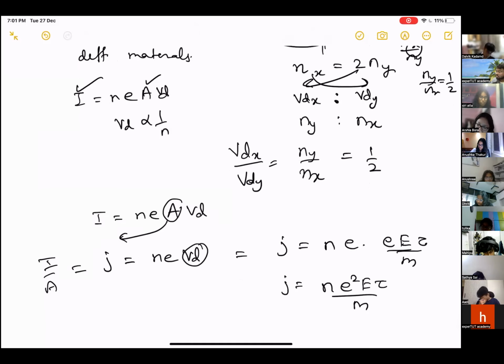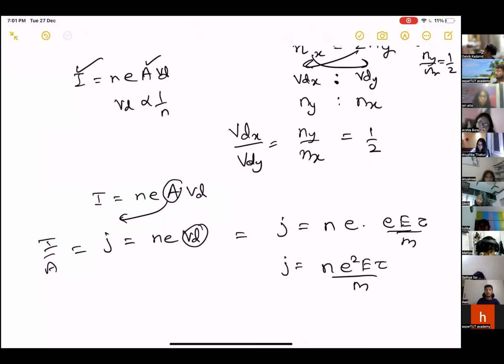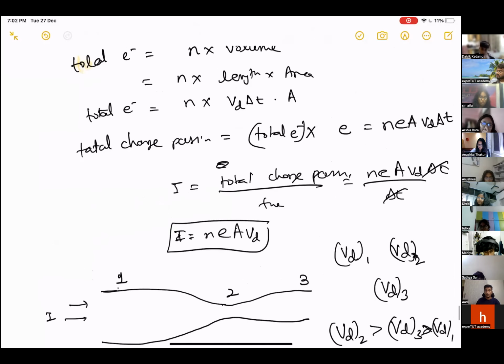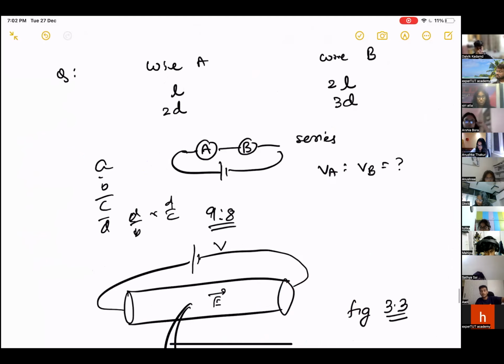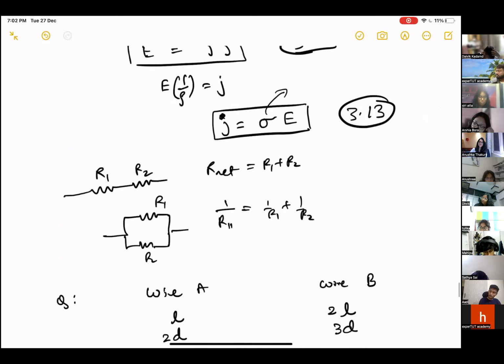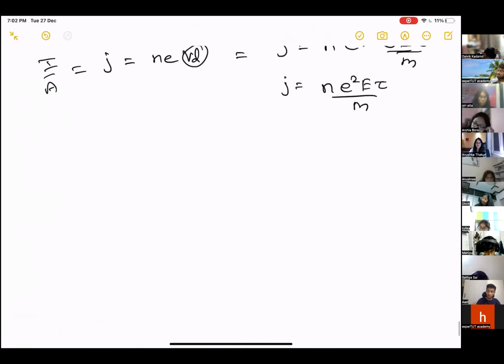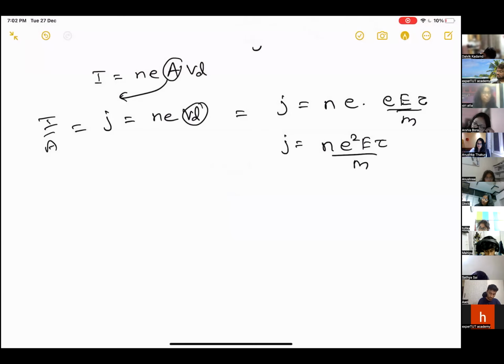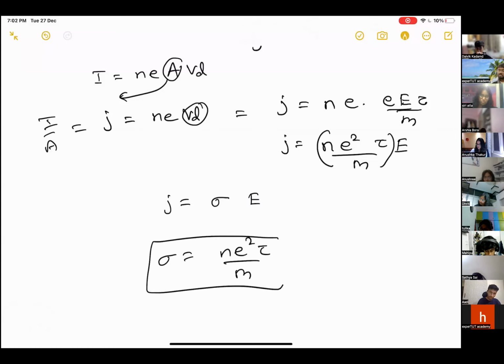And here above we had written J is equal to conductivity into E, right? Comparing the two, this thing is conductivity. So conductivity is equal to N E square tau by M. This is equation 3.23 in your book.